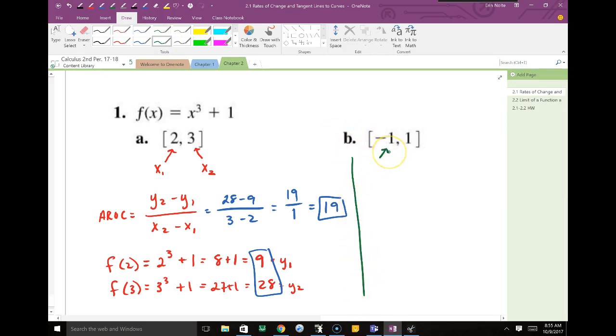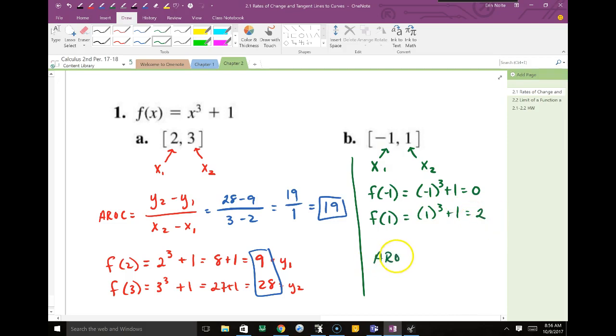So what's x1? Or excuse me, what's the negative 1? Negative 1 is my x1, yep. Okay, and my 1 is going to be my x2. So I'm going to start by finding my corresponding y values. So if I plug in negative 1 into my function, my f of x, what do I get? Okay, so negative 1 plus 1 makes 0, good. And if I plug 1 in, I get 1 plus 1, which makes 2, good.